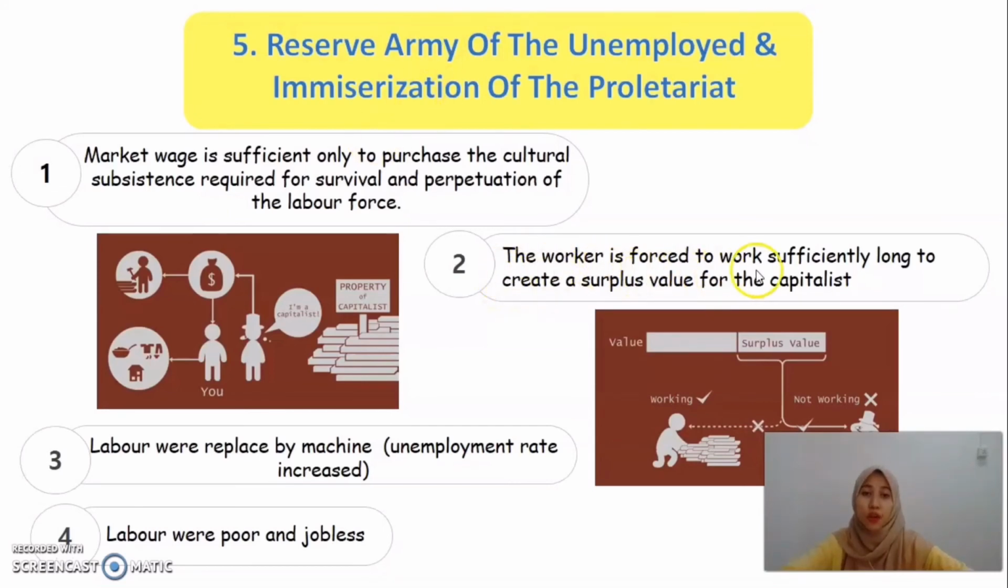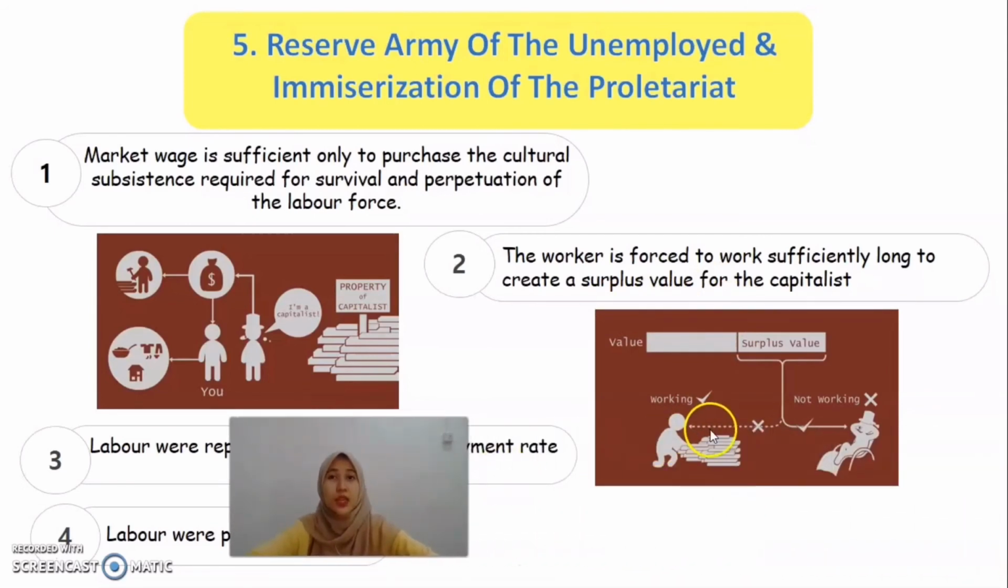Second, the worker is forced to work sufficiently long to create a surplus value for capitalists. As you can see in this illustration, if you work or build a commodity, the value is this much. You only get this much because all the surplus value goes directly to the capitalist. The capitalist is not even working. You are the one who is working here. Why does the surplus value go to the capitalist who is not working? So this means that the capitalist exploits you to work for so long but you only get lower wages, because all the surplus value goes to capitalists.